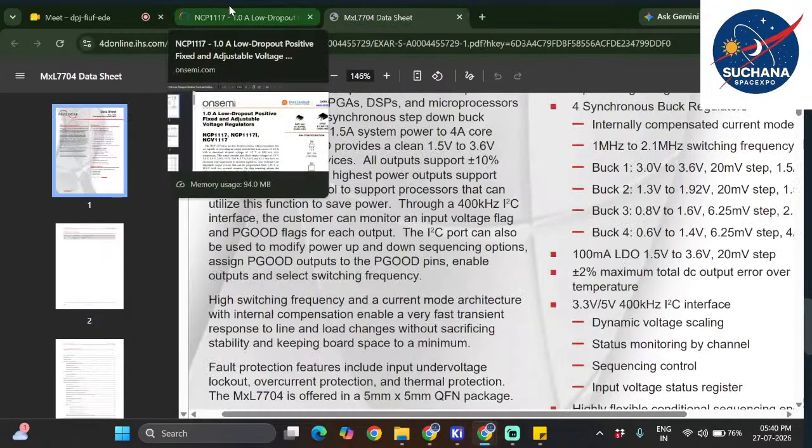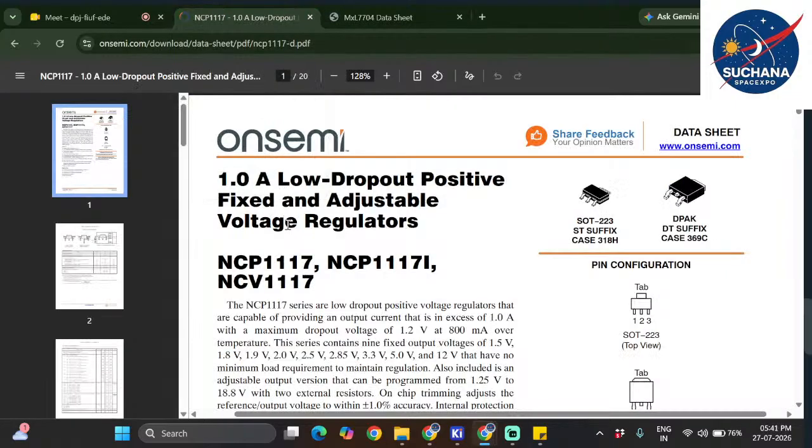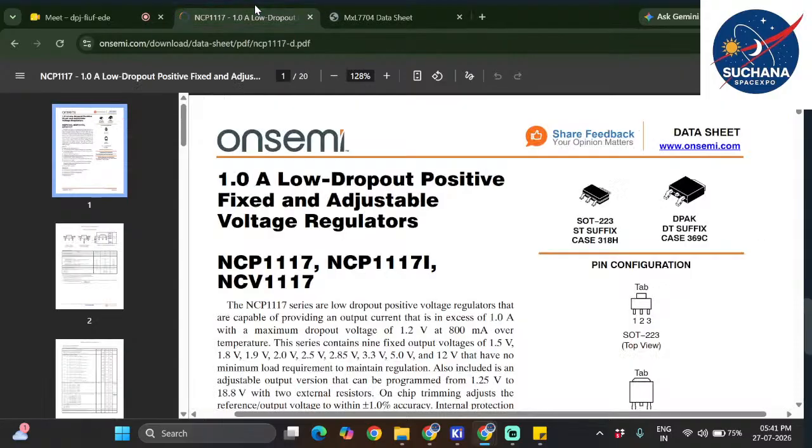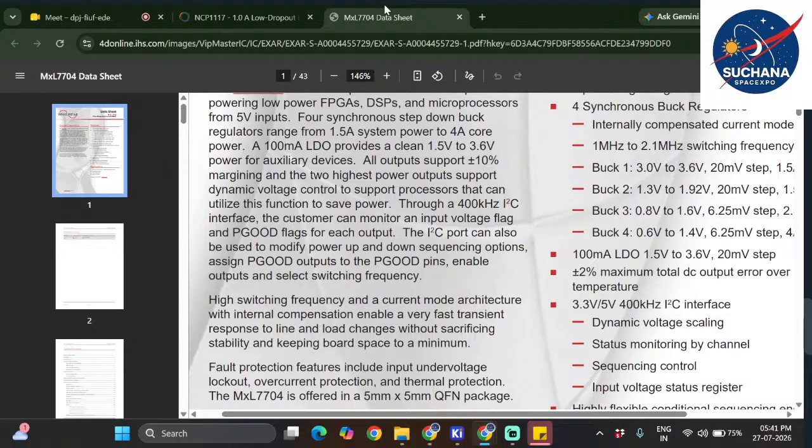That's very essential to understand. See, the NCP 1117 IC can produce only one output, and the MXL 7704 IC can produce 5 outputs. Okay, is that clear? This is the first point. The number of outputs produced by NCP 1117 IC is only one. You cannot produce more than one output from NCP 1117 IC. But coming to MXL 7704, it is a power management IC, complete power management. It has the capabilities of entire power management, so that's why it is producing 5 outputs.